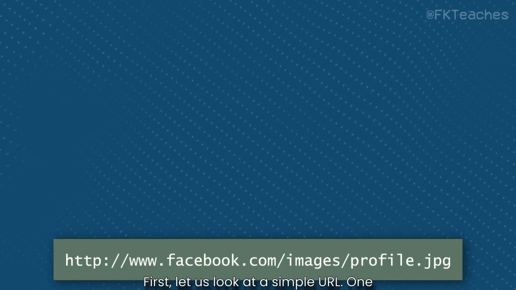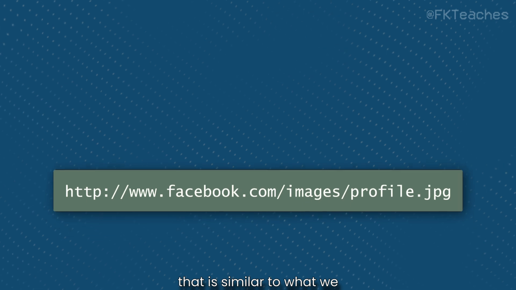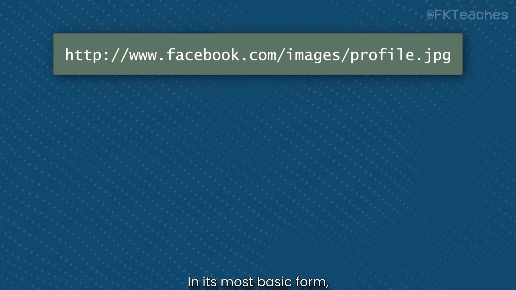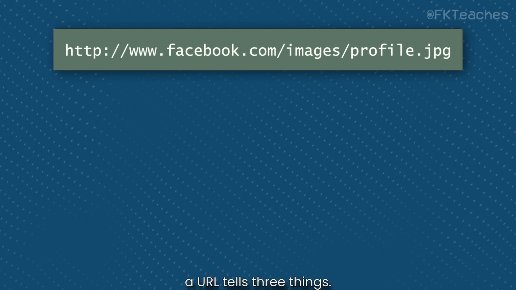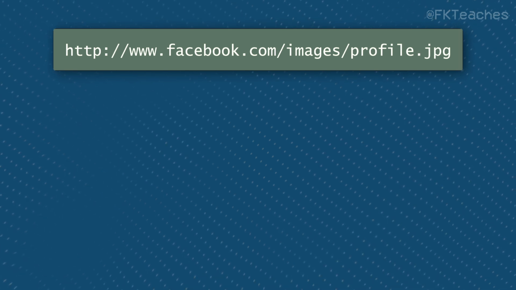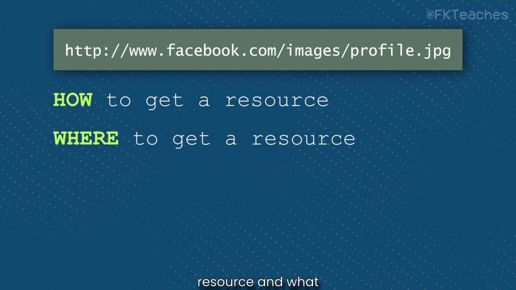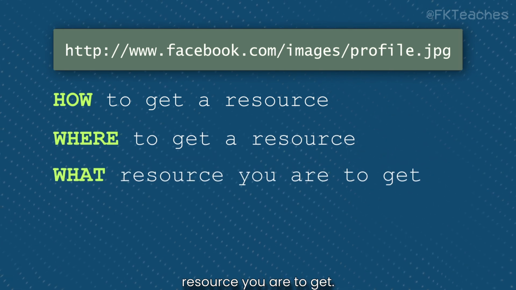First, let us look at a simple URL, one that is similar to what we see on the web every day. In its most basic form, a URL tells three things: how to get a resource, where to get the resource, and what resource you are to get.